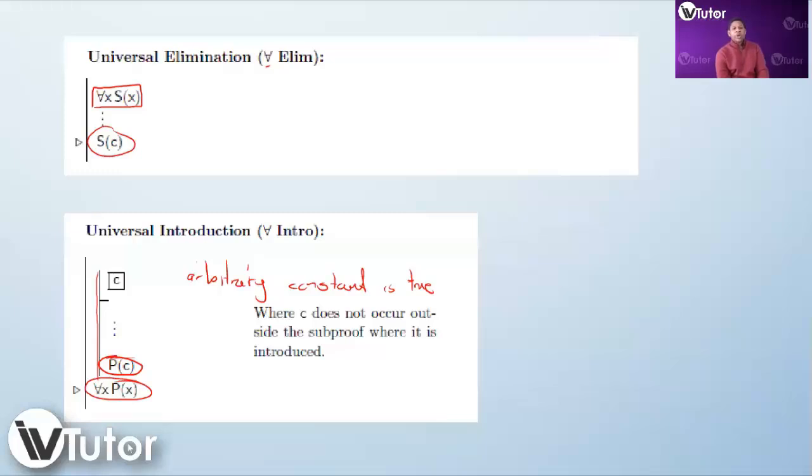Right? So what do we see as the relationship between these two? This SC that we see over here has to happen inside the subproof where C has been introduced as an arbitrary constant. So this rule is only going to work in the subproof given a constant to work with. This comes from the fact that predicates do not have a truth value on their own.